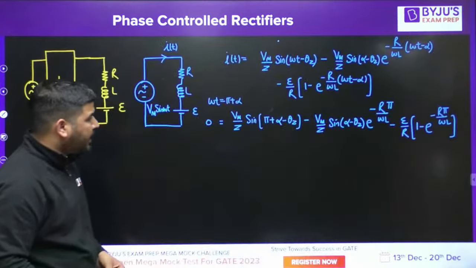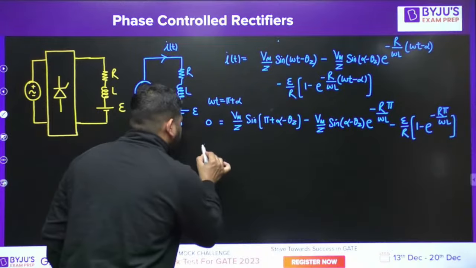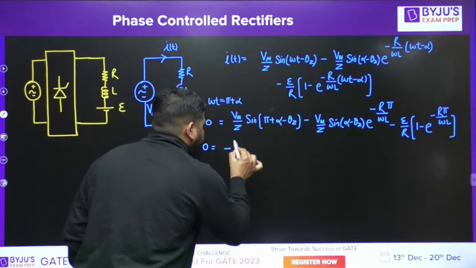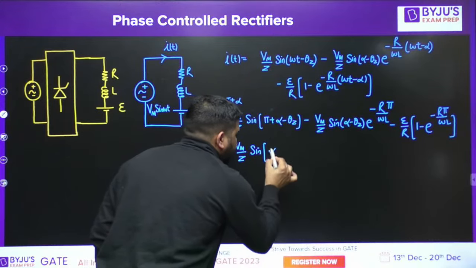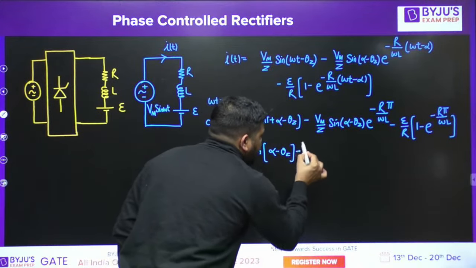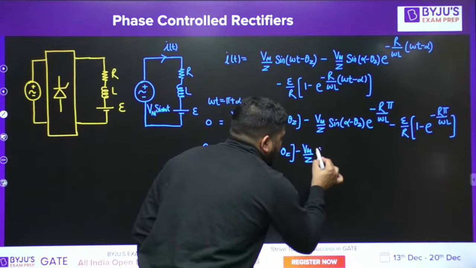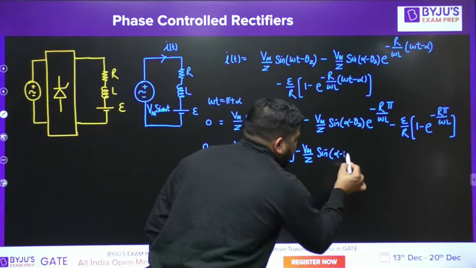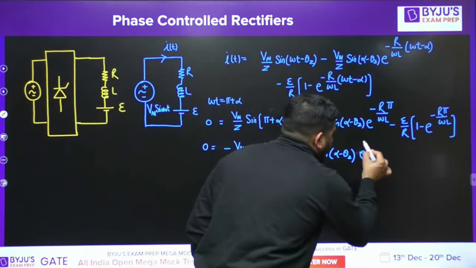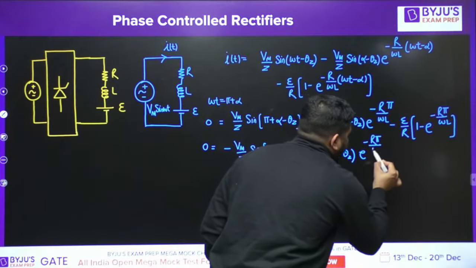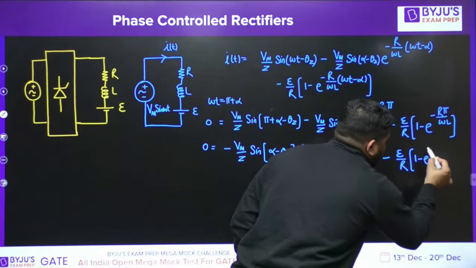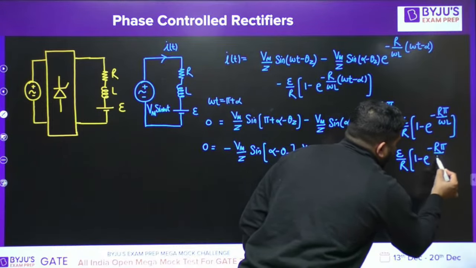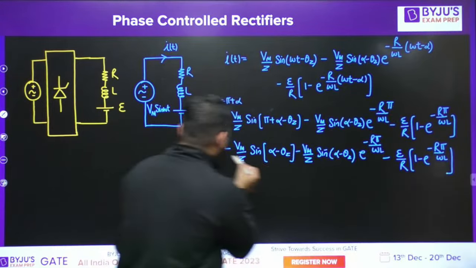You can calculate that alpha JC. Let me calculate. So you can write 0 is equal to minus Vm by Z sine of alpha minus theta Z, minus Vm by Z sine of alpha minus theta Z e to the power minus R pi by omega L, minus E by R into 1 minus e to the power minus R pi by omega L. It's very simple, guys. And this is equal to 0.